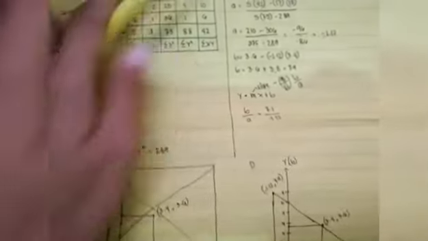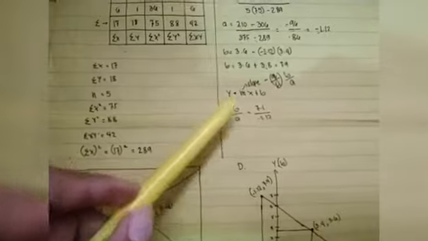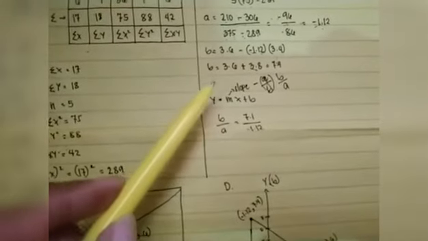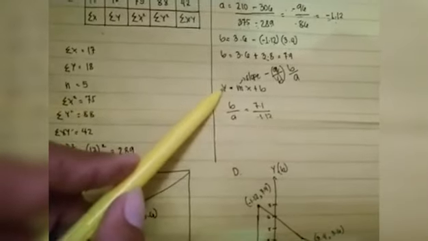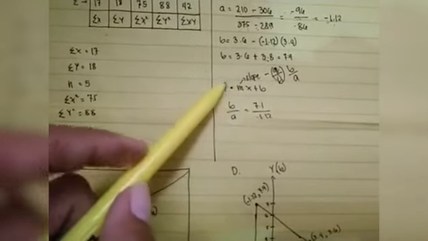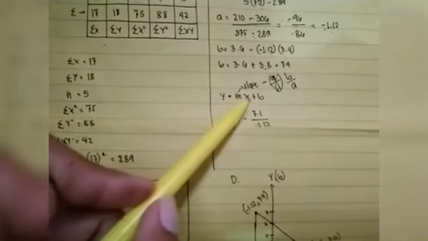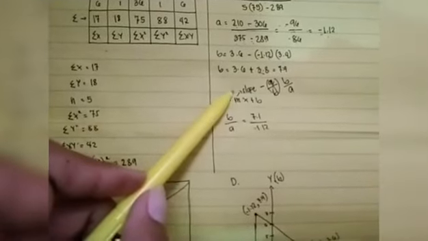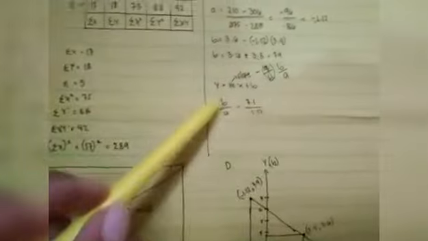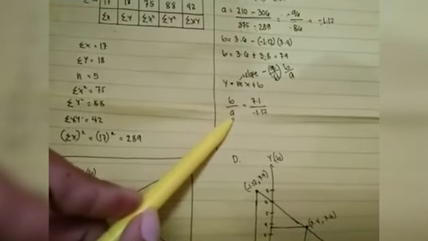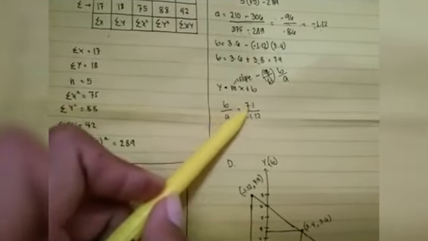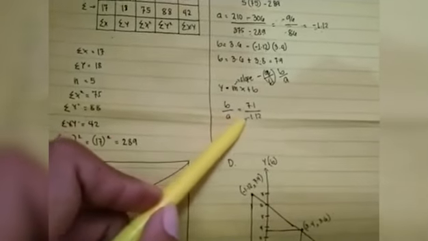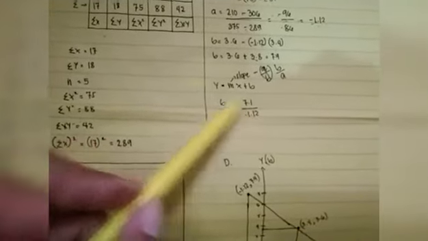So kung mapapansin nyo is yung intercept natin is ito yung formula. So the formula is y equals mx plus b. So ang tawag sa m na ito is slope. So consider yung slope natin is b over a. So equals 7.4 over negative 1.12.